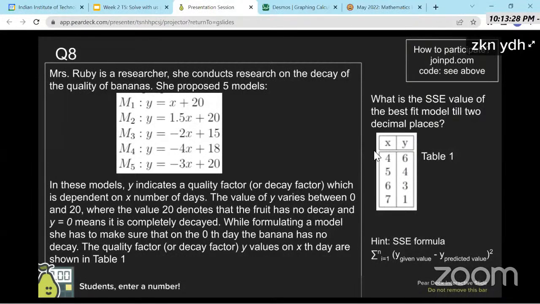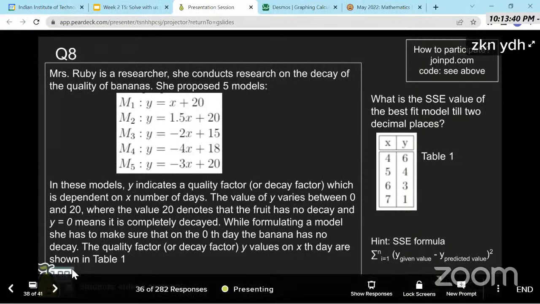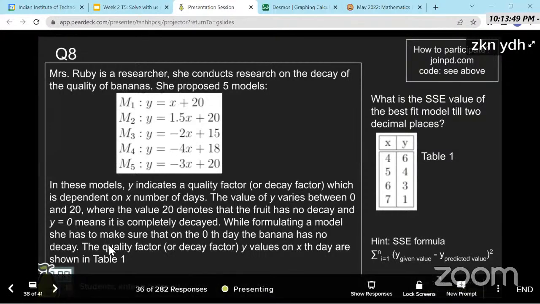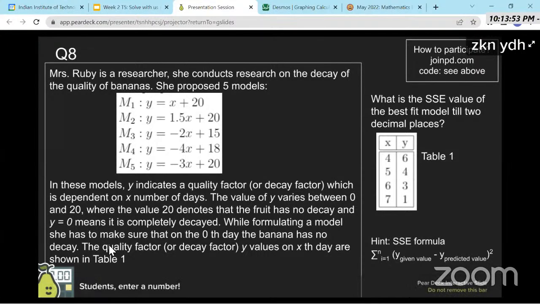The condition says that on the 0th day, Ruby has to make sure that there is no decay, so which value of y indicates there is no decrease? Suppose in Python that M1 code had no such condition, then you would have to go through all of them and work it out. Sir, but M3 is showing a smaller value than M5. Exactly, but that is not the right model. That is intentionally given so that you can make an error.